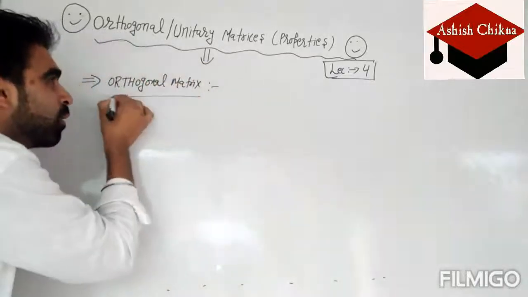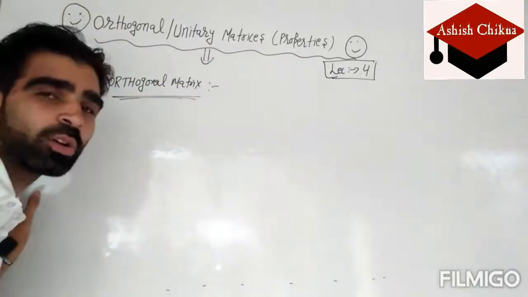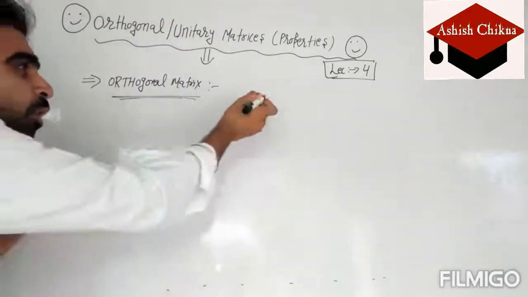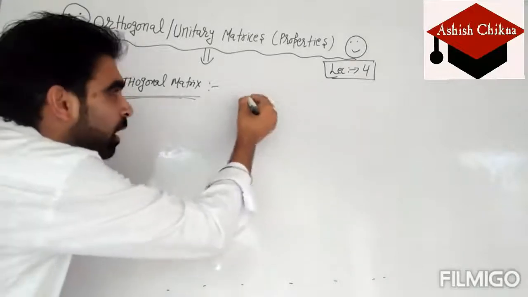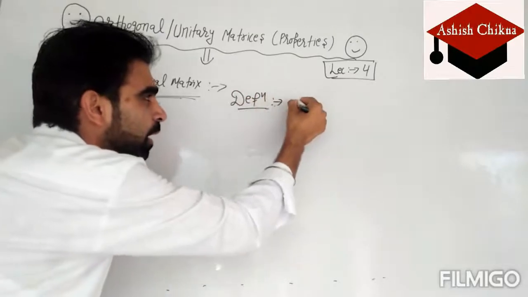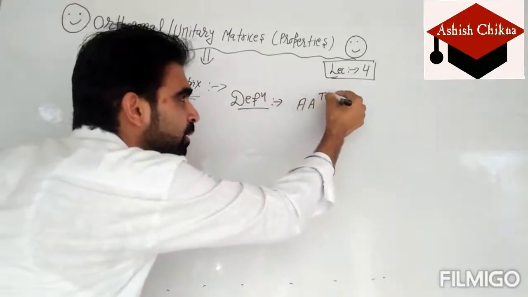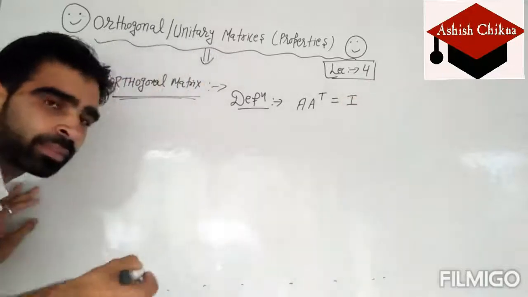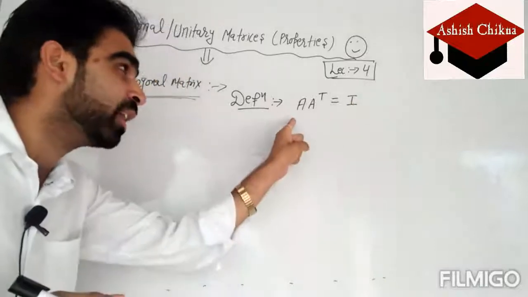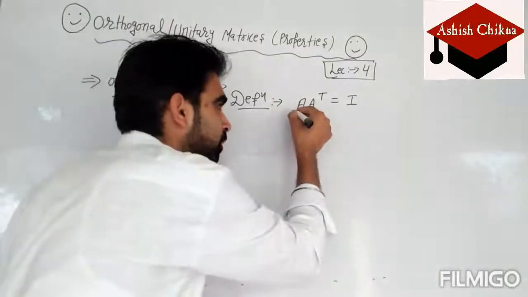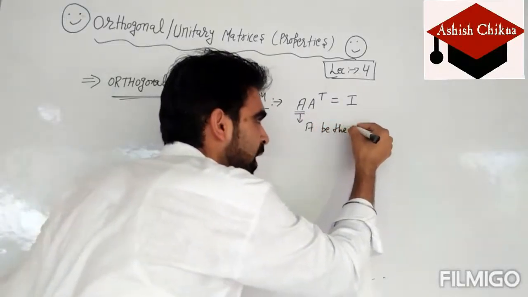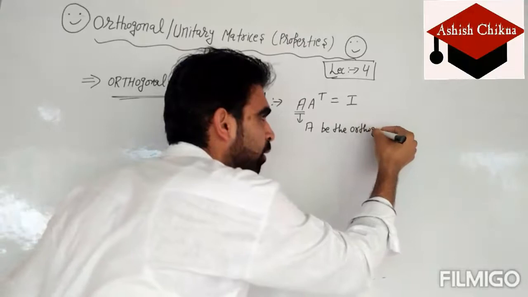Now let's discuss the topic of orthogonal matrix. Take down and write the definition: A transpose A is equal to I. Then A is said to be orthogonal.